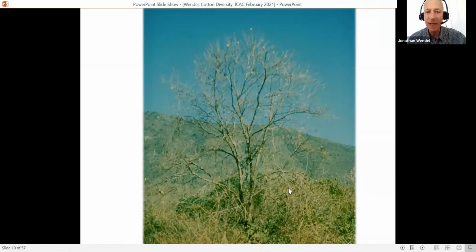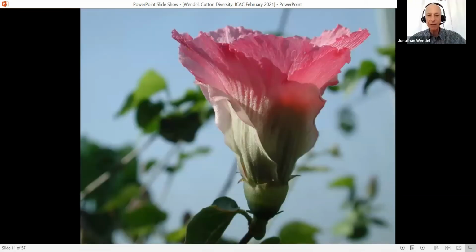It's about 10 meters tall, maybe more. And you can see the little pink flowers tipping the branches. It flowers when it's nude, so to speak. It's lost all of its leaves. It flowers in the dry season. Here's what the flowers look like in an Iowa greenhouse. Spectacular flowers. You can see the extrafloral nectaries at the bottom. Just extraordinary diversity in the genus.